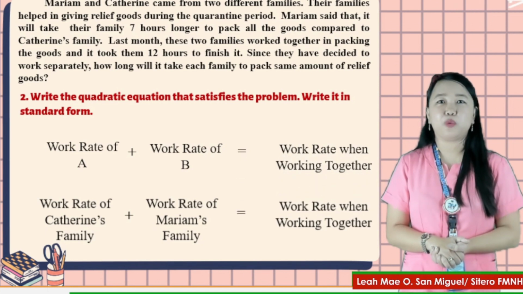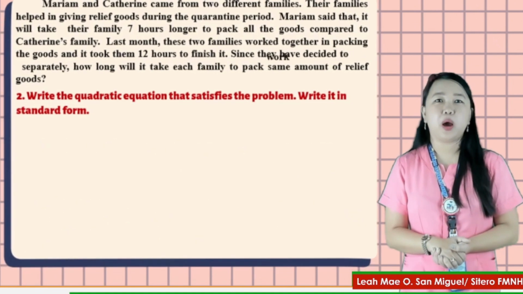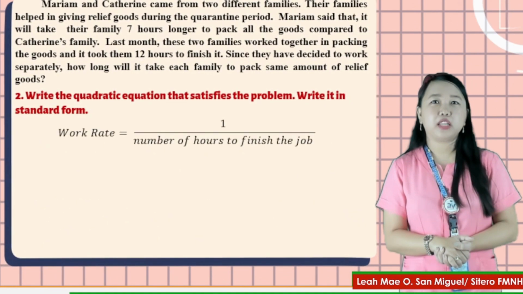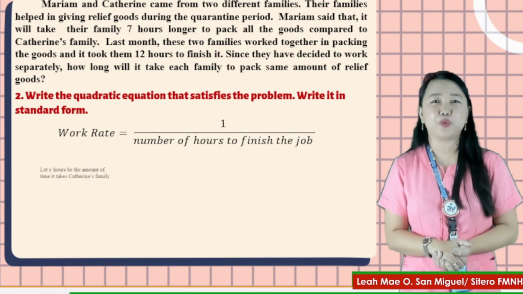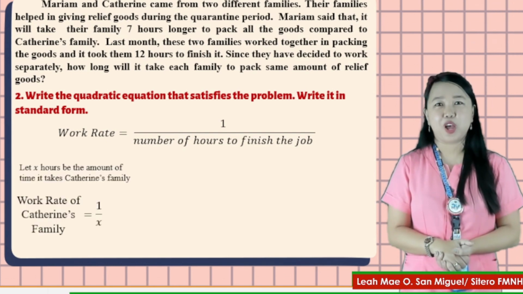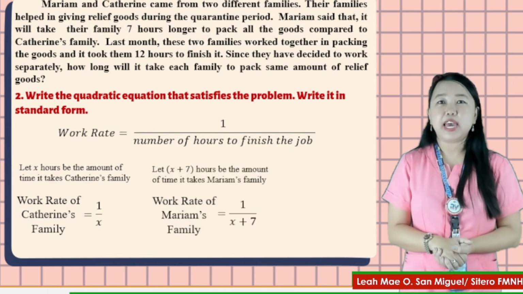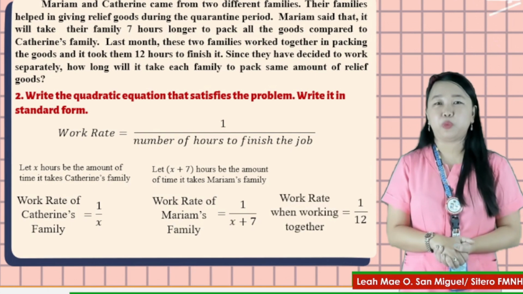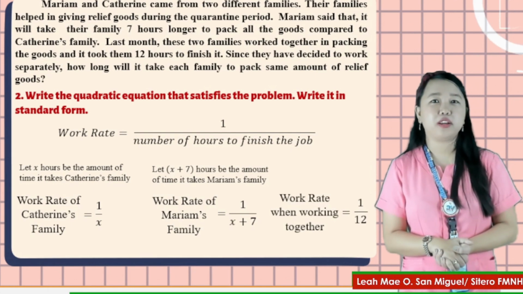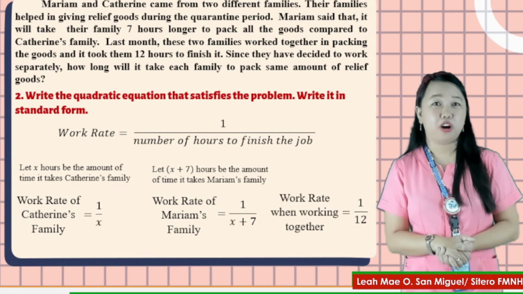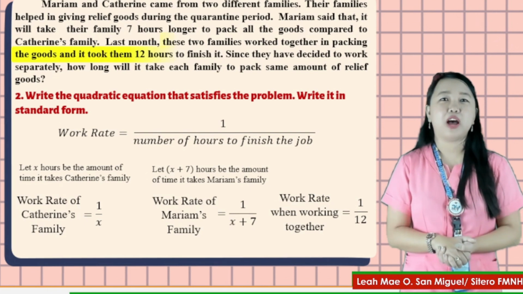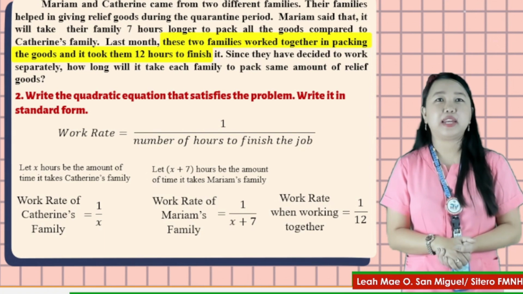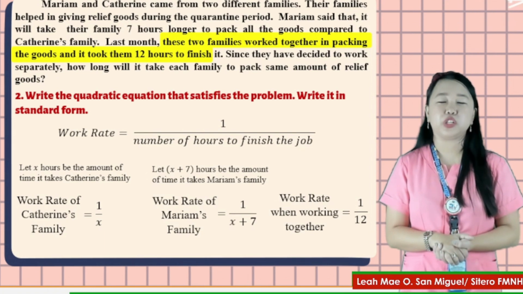Work rate is equal to 1 over the number of hours to finish a job. Work rate of Catherine's family is equal to 1 over x. Work rate of Mariam's family is equal to 1 over x plus 7. And work rate when working together is equal to 1 over 12, because, based on the problem, last month these two families worked together in packing the goods and it took them 12 hours to finish it.